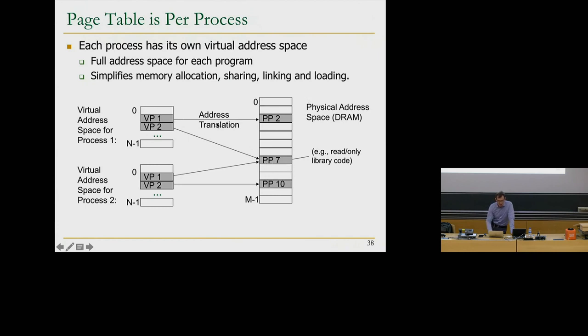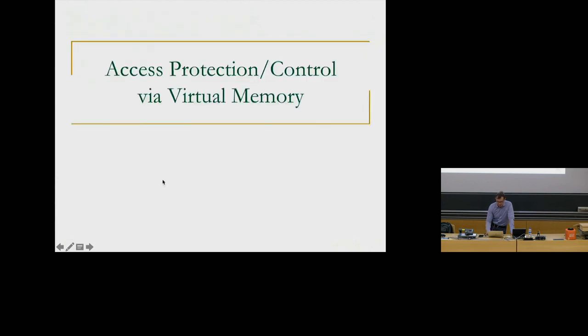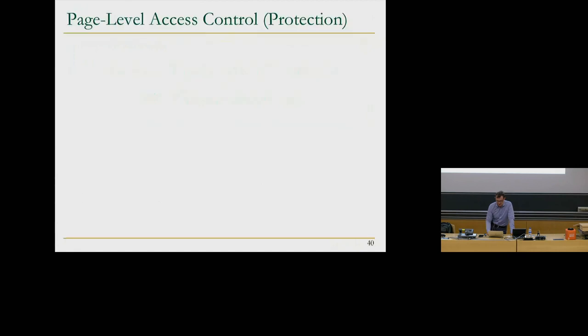You can also isolate pages, as you can see. This page cannot be accessed by this particular process because there's no mapping. And also, you can specify access control protections. So let's take a look at that, basically. Access protection, access control via virtual memory. I'm going to give you, again, a high-level overview. There's a lot of detail here.